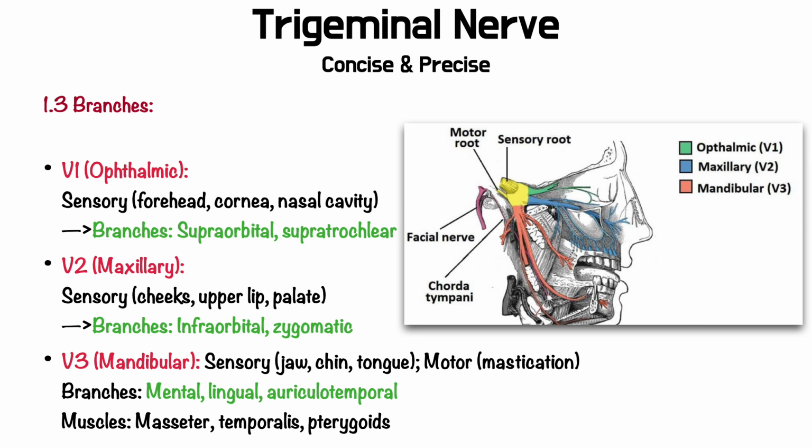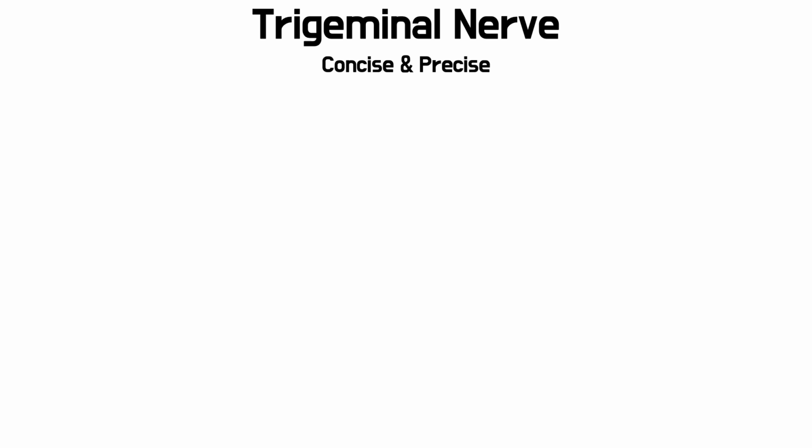And V3 supplies the mandibular region. The sensory supply is to the jaw, chin, and tongue, but the motor supply is for mastication. The branches are mental, lingual, and auriculotemporal nerves. The muscles supplied by this nerve are the masseter, temporalis, and pterygoids, and all of these are important for mastication. So these are the branches of the trigeminal nerve.